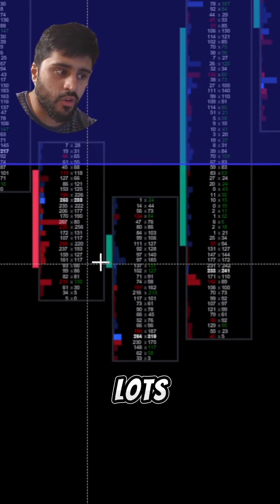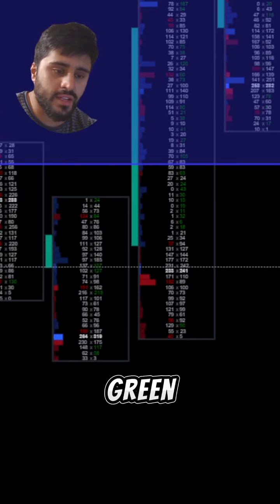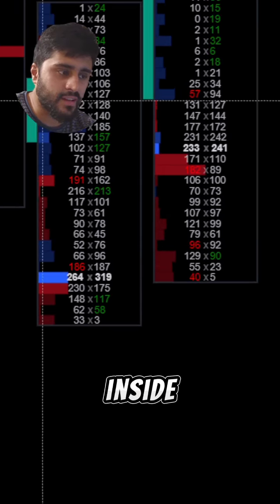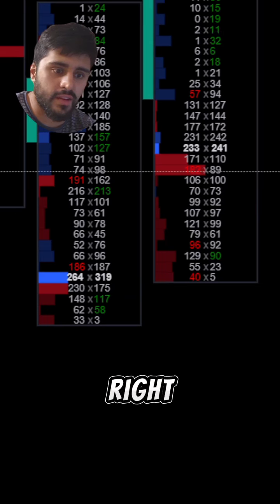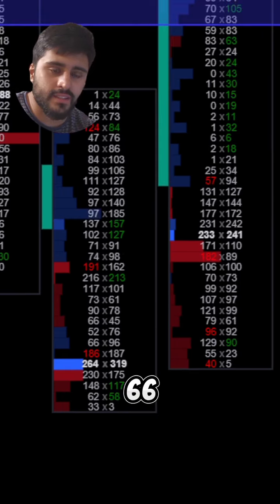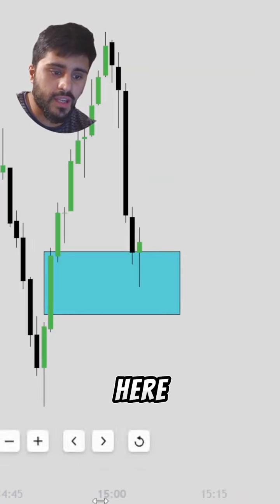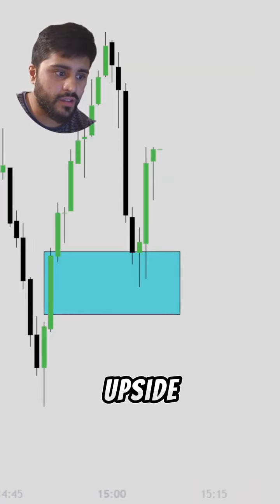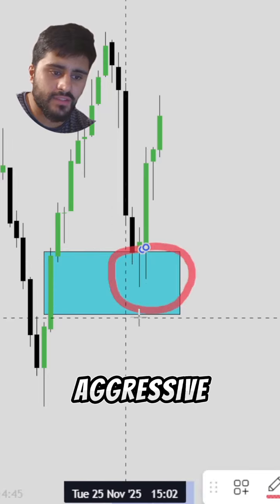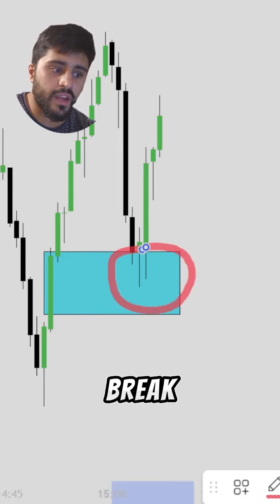red candle, lots of aggressive sellers, a green candle. And the trick to understand is we see sellers inside of a green candle here and here, right? So these are negative delta or red delta sitting at 66.92, which corresponds to here, right? So when we bounce to the upside, what we see in this specific area is that aggressive sellers were unable to break below the zone, right?